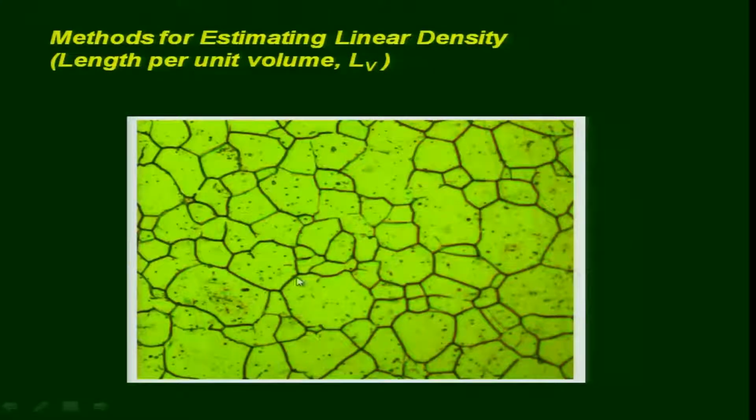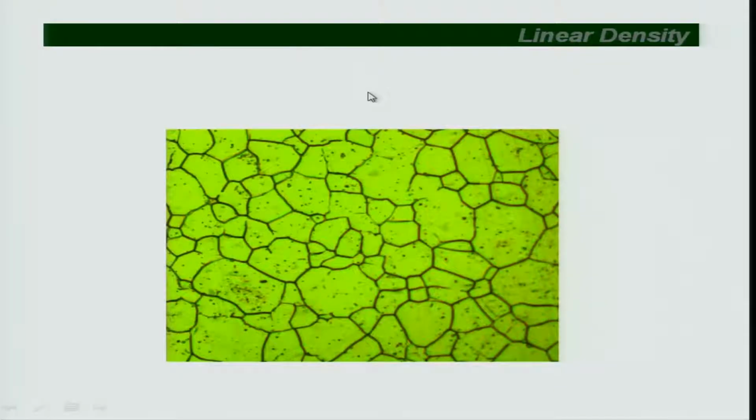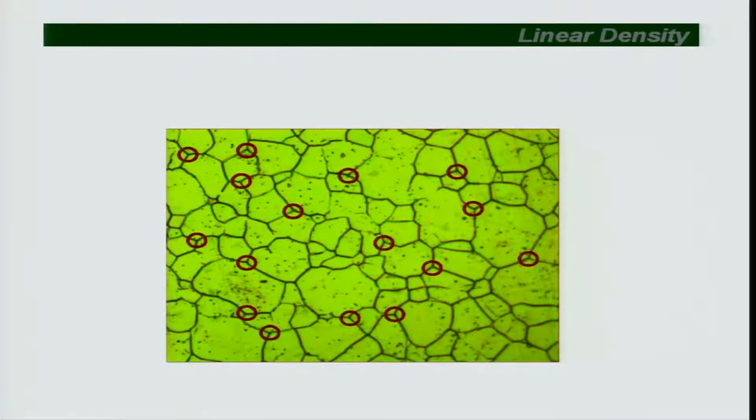So, in order to estimate the triple edge length per unit volume, as I am calling it L sub V, length per unit volume, let us simply do a count of all the triple edges, all the triple points on this 2 dimensional microstructure. I have not circled all the triple points that are available here, but in a given area you have to count all triple points, no triple point should be left.